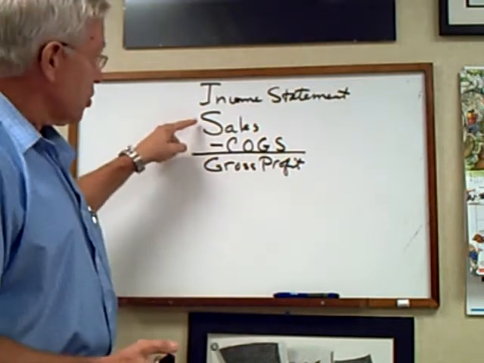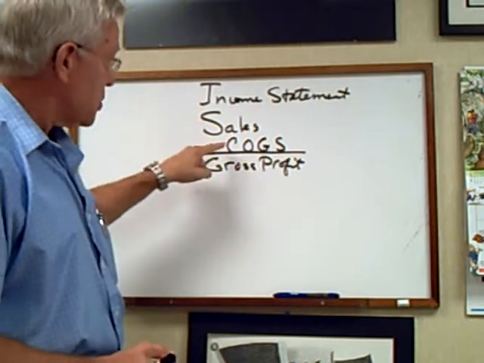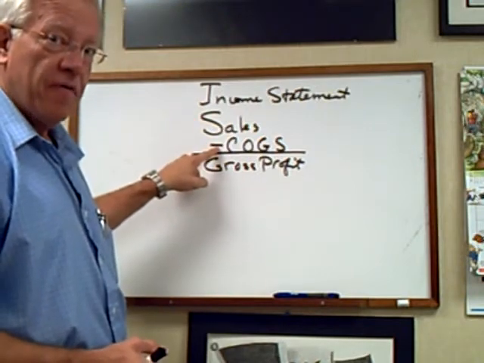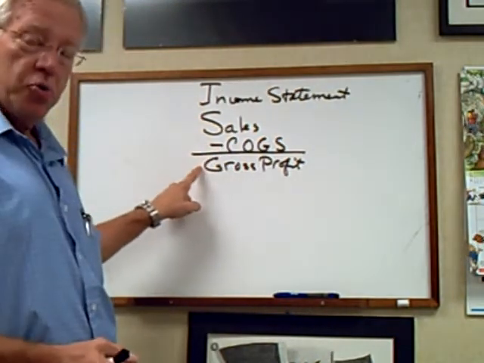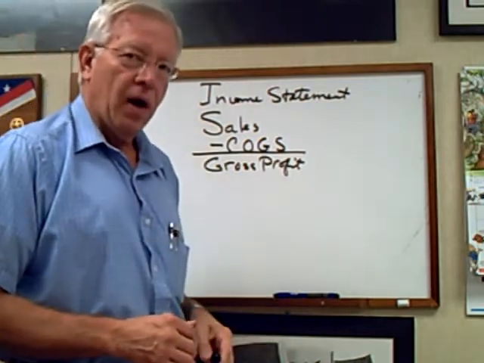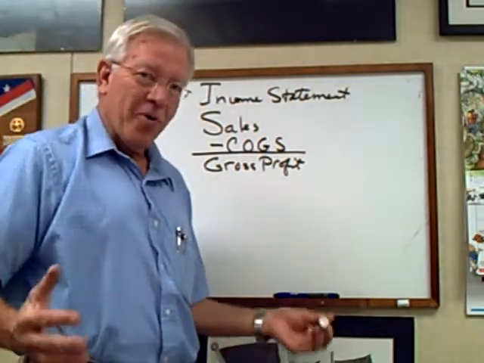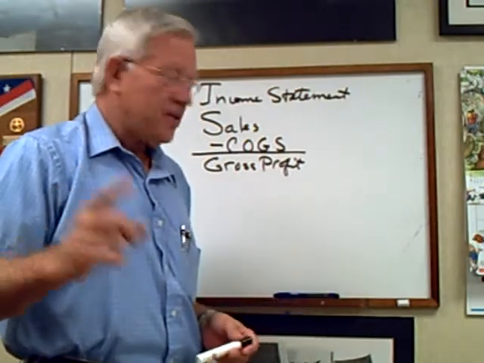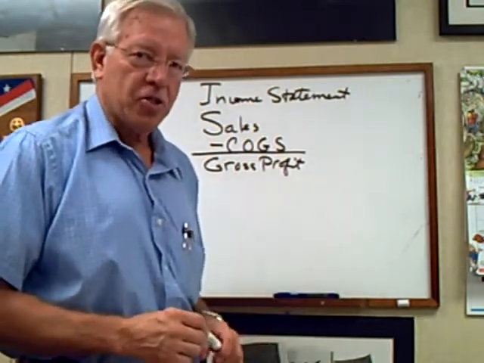Most clothing stores will sell $100 worth of goods that may have cost them $25, giving a gross profit of 75%. And you'll say, wow, 75% profit? We're doing great. But wait, there are other costs you've got to subtract.